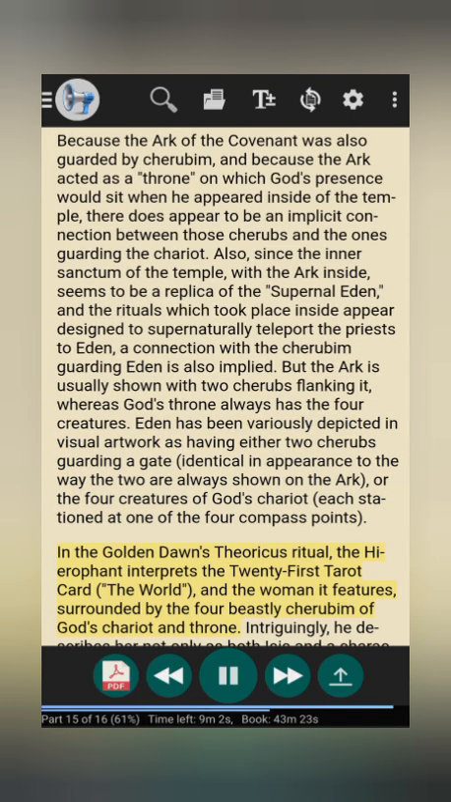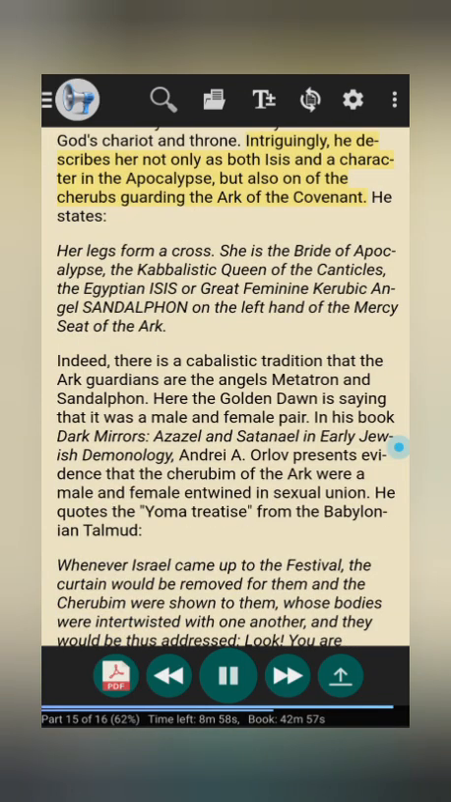In the Golden Dawn's Theoricus ritual, the Hierophant interprets the 21st tarot card, the World, and the woman it features, surrounded by the four beastly cherubim of God's chariot and throne. Intriguingly, he describes her not only as both Isis and a character in the Apocalypse, but also, of the cherubs guarding the Ark of the Covenant, he states, "Her legs form a cross. She is the bride of Apocalypse, the Kabbalistic queen of the Canticles, the Egyptian Isis, or great feminine cherubic angel Sandalphon, on the left hand of the mercy seat of the Ark."